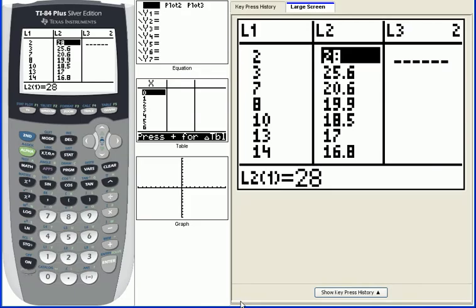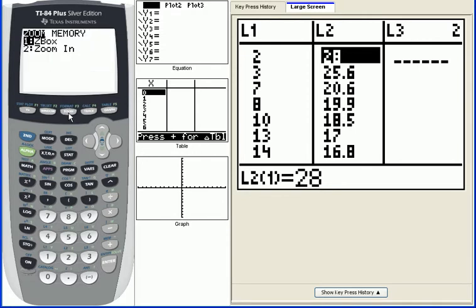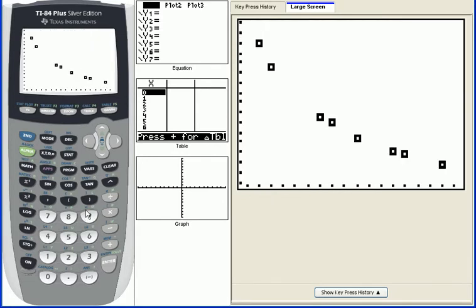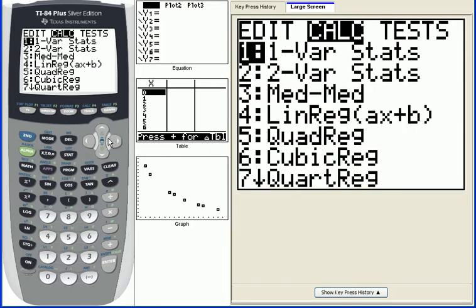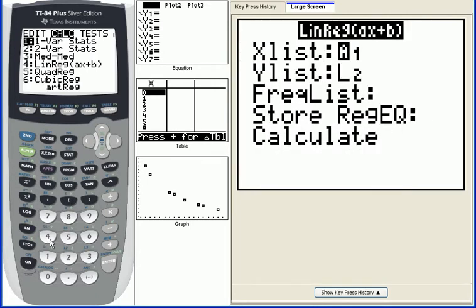So go back to your table, and then go to your graph. You hit zoom and then 9. As you can tell, this has a little bit of an arc to it. It's not just a straight line. But let's go ahead and compare anyway. So you go to stat, go to the right to your calc menu, and let's go ahead and find a linear regression, since it's number 4 there.